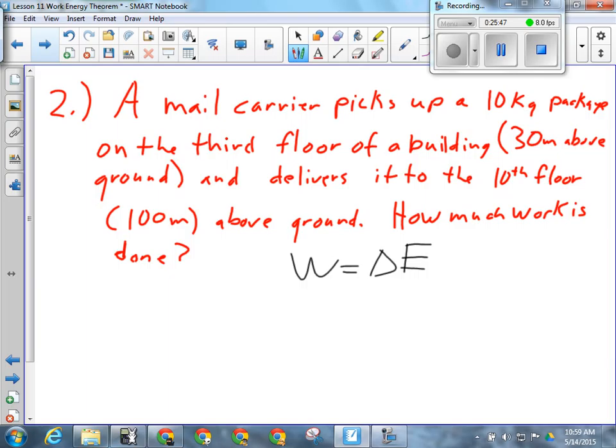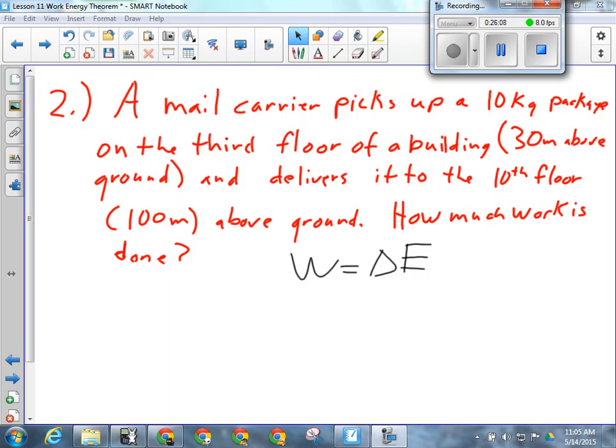All right, try this one. Okay, write it down first, and then give it a try. I'll give you a few minutes on it. Okay, so we've got a mail carrier who picks up a 10 kilogram package on the 3rd floor of a building, 30 meters above the ground, and then delivers it to the 10th floor, 100 meters above the ground.